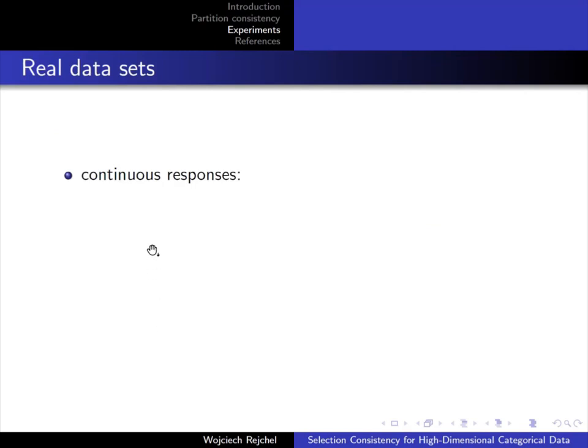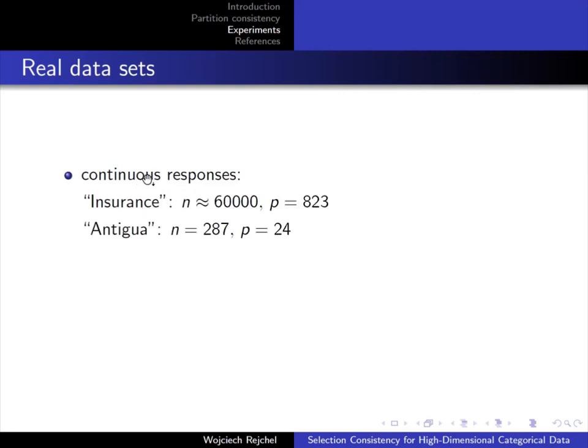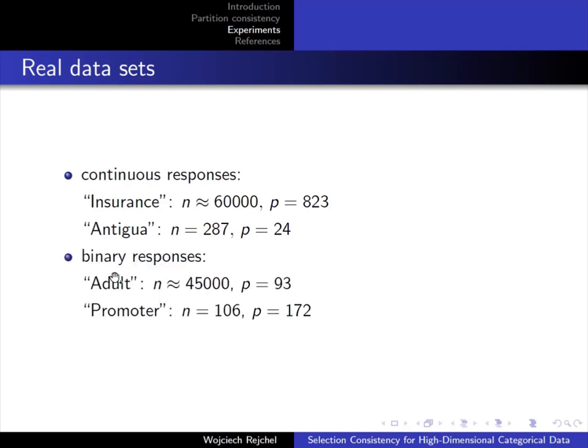So we have 4 data sets. 2 of them are with continuous responses, not continuous predictors. Predictors are categorical, but responses are continuous. And here you've got 2 data sets with binary responses. So this is the sample size. This is the number of parameters. As you can see, maybe these data are not so high dimensional. And here you have a P which is larger than N.